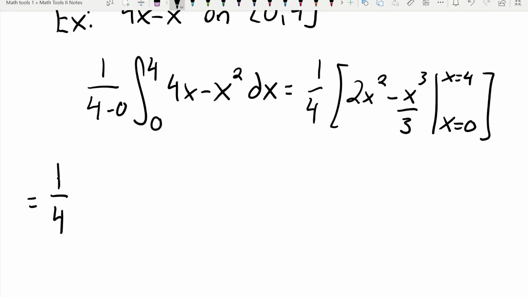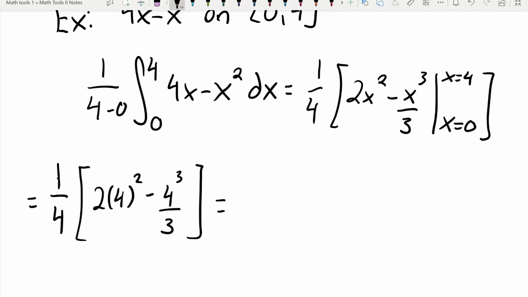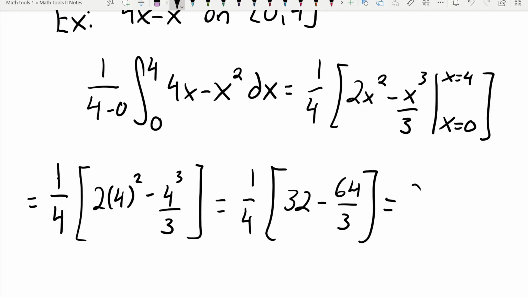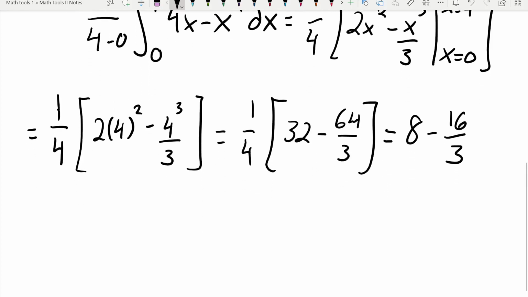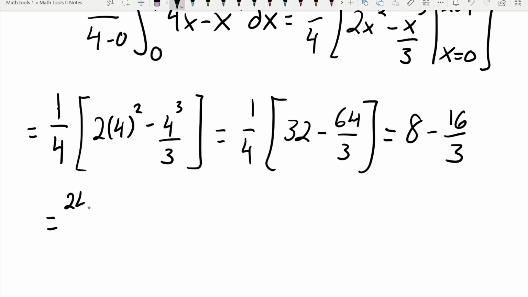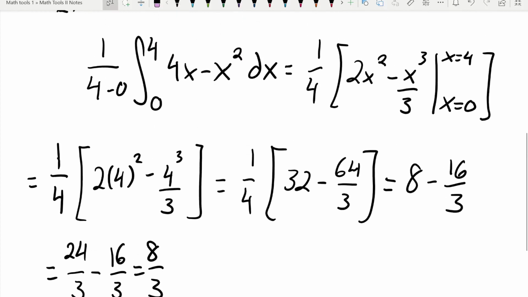So this is 1/4 times 2 times 4 squared minus 4 cubed over 3. When we put in 0, everything's going to be 0, so that part's just 0. So 1/4, 16 times 2 is 32, and this is 64 thirds. There are different ways you could do this. I'll just do the 1/4 part first: 8 minus 16 thirds. You could just leave it like that, or you can make this 24 thirds minus 16 thirds. Overall we'll get 8 thirds. So the average value of 4x minus x squared on the interval 0 to 4 is 8 thirds.